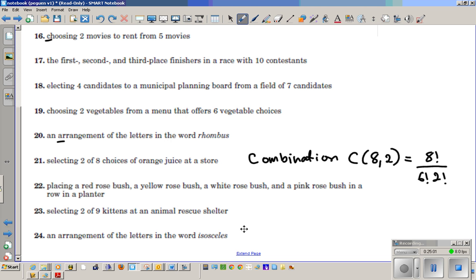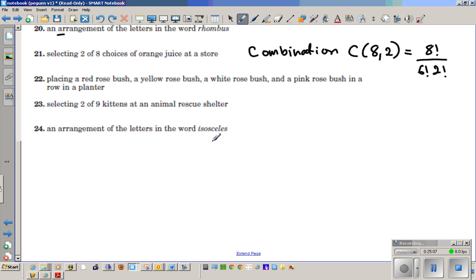Alright? Okay, let me jump to number 24. Number 24 says the arrangements of the word isosceles. Arrangement is permutation. This is a permutation. Anytime you are arranging letters, it is an alphabetical permutation, okay? So what's the total? Isosceles. How many letters are there?